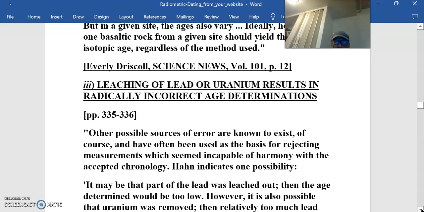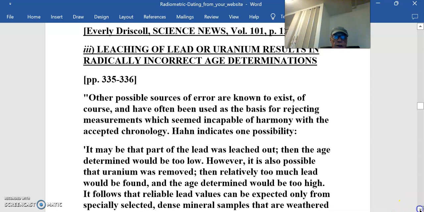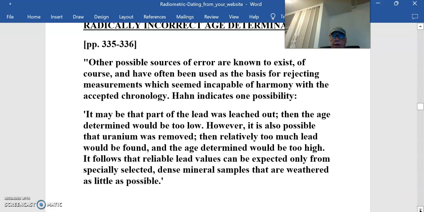Hahn indicates one possibility. It may be that part of the lead was leached out. Then the age determined would be too low. However, it is also possible that uranium was removed. Then relatively too much lead would be found, and the age determined would be too high. It follows that reliable lead values can be expected only from specially selected dense material samples that are weathered as little as possible.